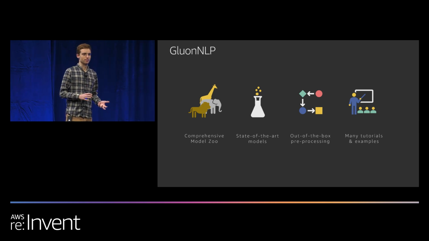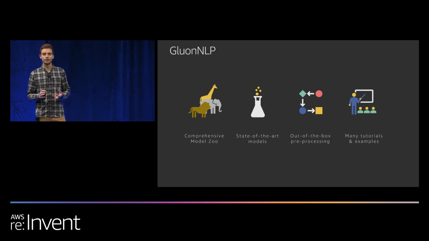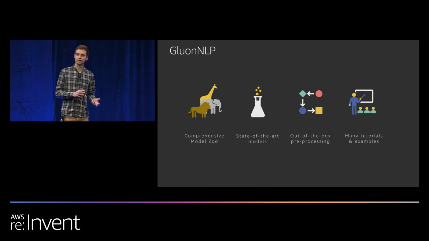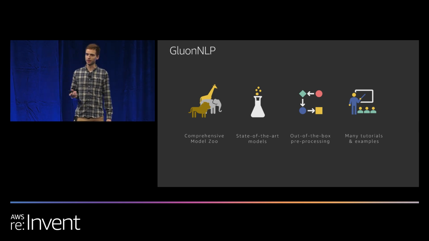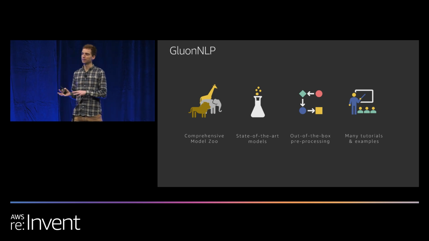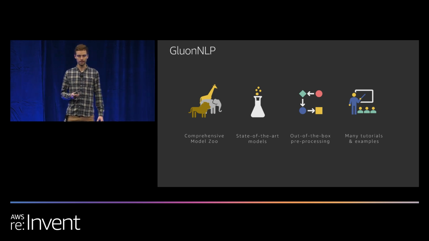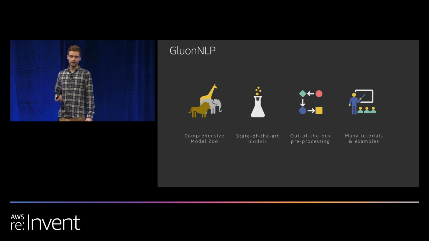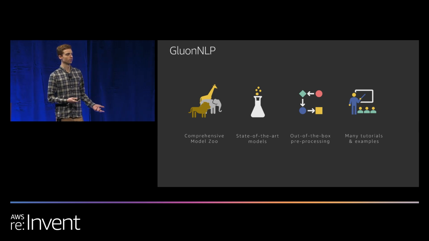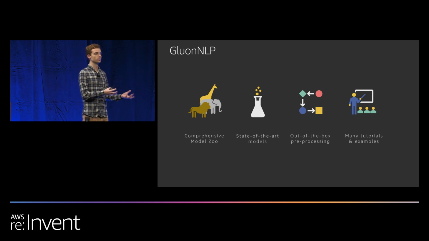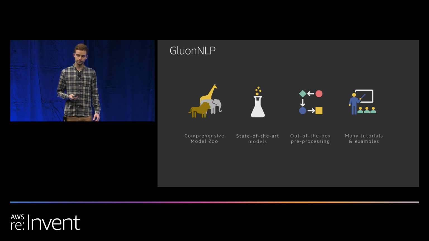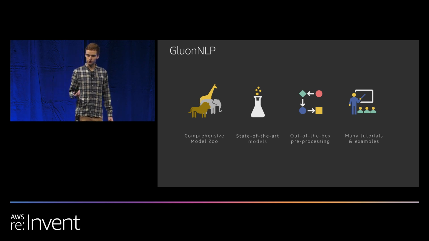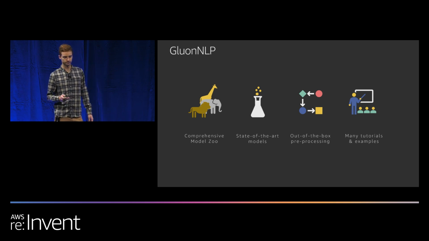When you're using pre-trained models, though, it's really important that you transform your data in exactly the same way that was used for pre-training those models. And this can be really tricky to do. If you make small mistakes here, that can have a big impact on the model performance overall. So included in Gluon NLP, for each of the models in the model zoo, we have the transformations that you need to apply to be the same as what was used for pre-training. So that's really important. And then lastly, we've got a lot of tutorials and examples that you can find to help you get started with using Gluon NLP.